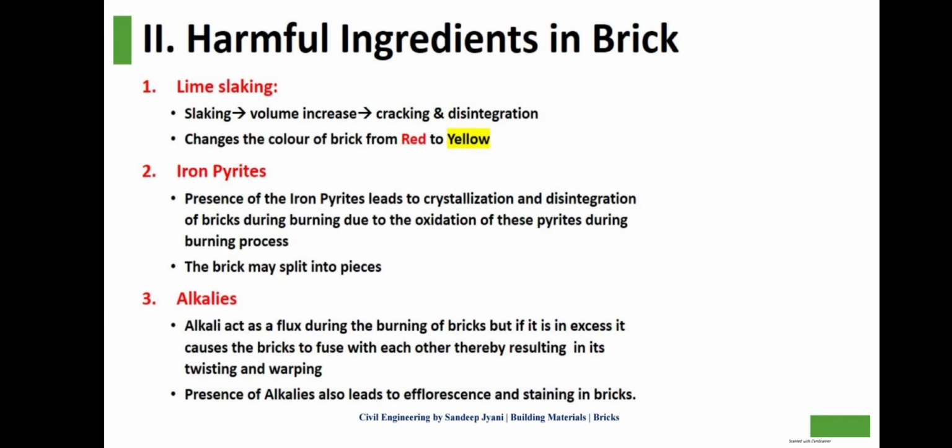Harmful ingredients in brick. First, lime. Slaking leads to volume increase, cracking and disintegration. It changes the color of brick from red to yellow. Iron pyrites. Presence of the iron pyrites leads to crystallization and disintegration of brick during burning due to oxidation of these pyrites during the burning process. The brick may split into pieces.